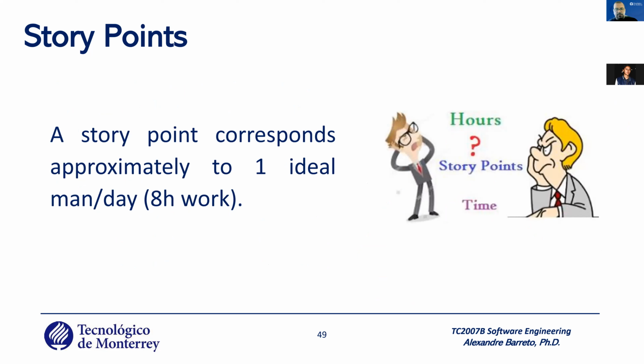A common measure is that a story point corresponds to an ideal man day, for example, 8 hours. Okay? It depends, because there are groups that use 4 hours as the daily hours. But the idea is one story point is one man day, for example, 8 hours per day. You use this amount of time to define how many hours correspond more or less to 2 story points: 2 story points 16, 3 story points 24, and so on.